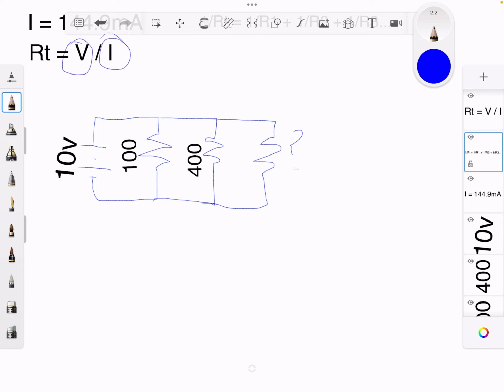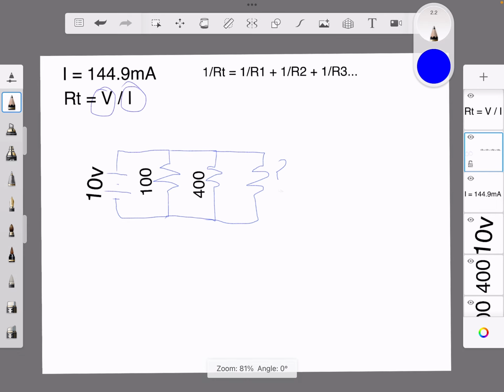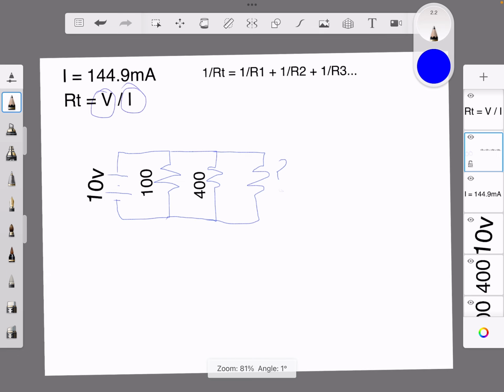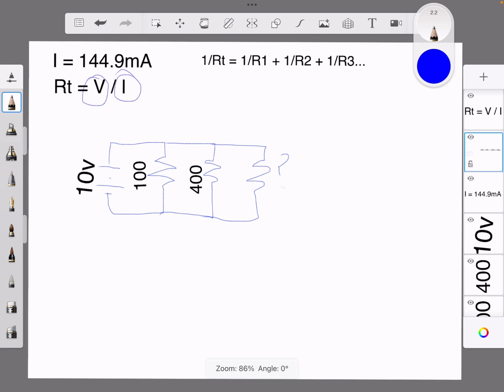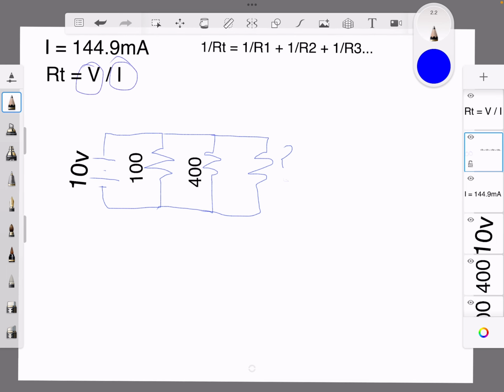That's 144.9 milliamps. So in order to find the total resistance, and then we can use this formula, 1 over RT equals what we do know plus what we do know plus what we don't know, to arrive at the answer. So the resistance total is going to be 10 volts divided by 144.9 milliamps. Now here's the problem. You cannot plug in 144.9 milliamps into your calculator. So what are you going to do about that? Well, let's do a conversion really quick.